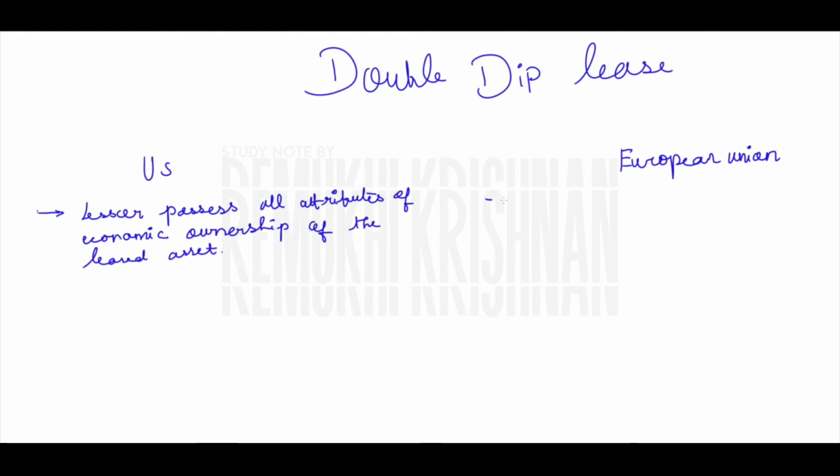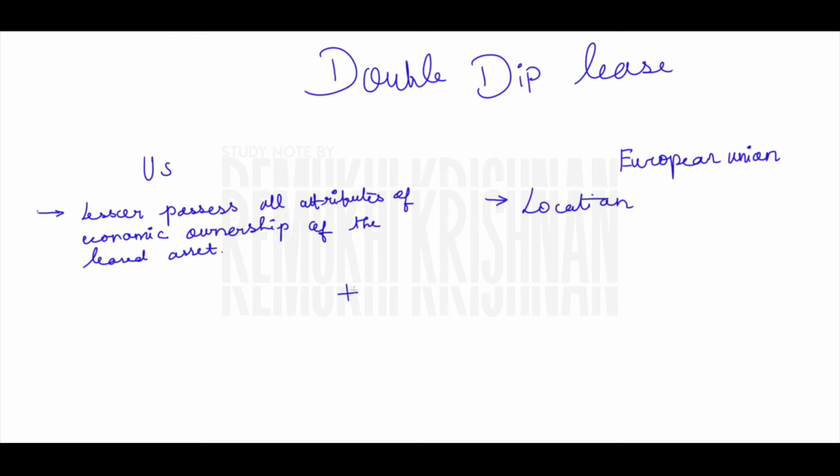Then only he is considered to be the owner. So this is a very important point when it comes to the US. Whereas when it comes to the European Union, the main emphasis is on location. So they say it is the formalistic property law concept, focusing primarily on the location of the legal title.